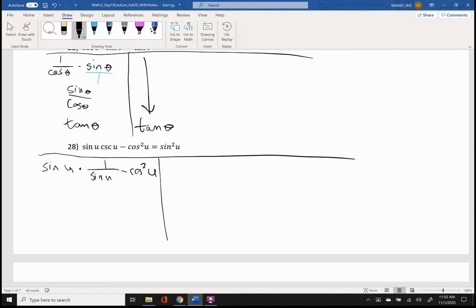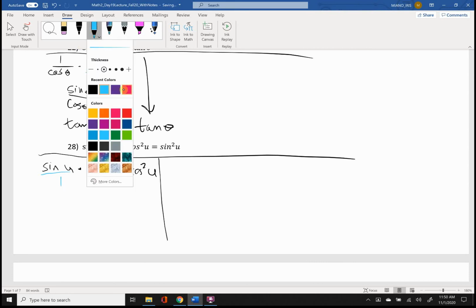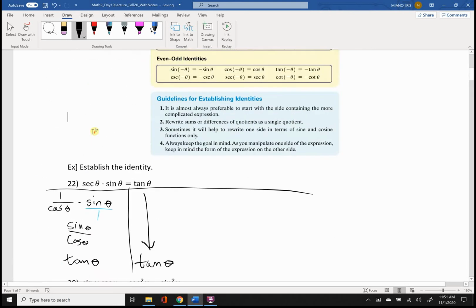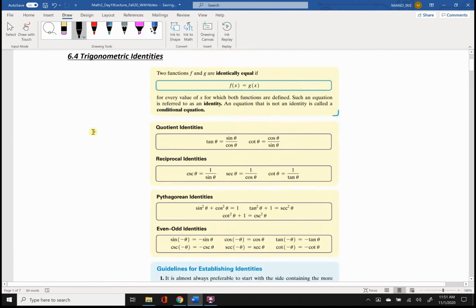You'll notice what's happening here right away: since that sine u can be put over 1, those bits right there can slash away, and we'll just be left with a 1 for this first term. So that's going to be 1 minus cosine squared u. Now that's not looking like sine squared u yet, but wait, if we go back to the Pythagorean identities, we can use slight modifications of these.